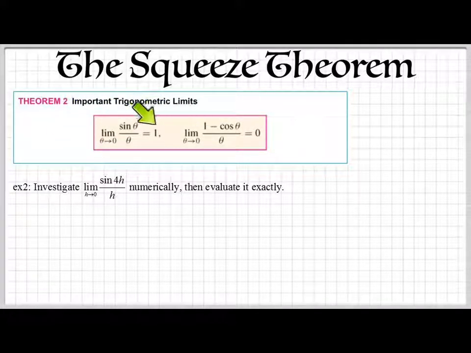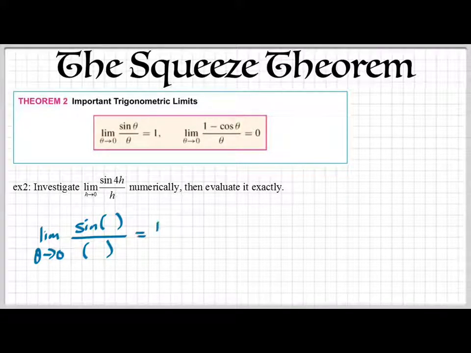So because we know these, we can answer problems like this. We just have to make this look like one of these. Now this one has the sine in it, so I'm assuming it's going to be this one. Now a better way to look at these theorems would be as theta approaches 0, sine of something over something equals 1. Now those somethings need to be the same thing, whatever it is.